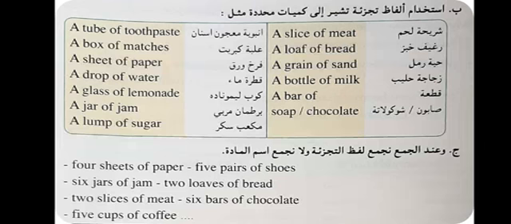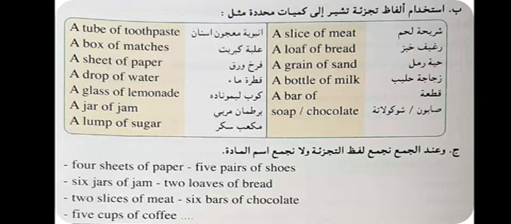Sometimes you use partitives with things like toothpaste. We deal with toothpaste in tubes. So you say a tube of toothpaste, a box of matches, a sheet of paper, a drop of water, a glass of lemonade, a jar of jam, a lump of sugar, a slice of meat, a loaf of bread, a grain of sand, a bottle of milk, a bar of soap or chocolate.